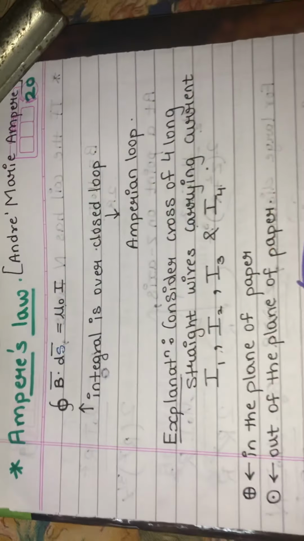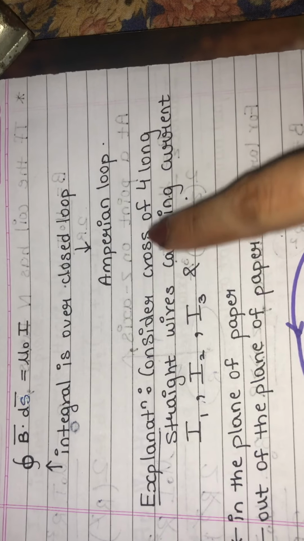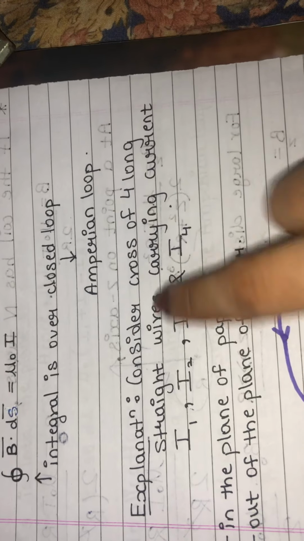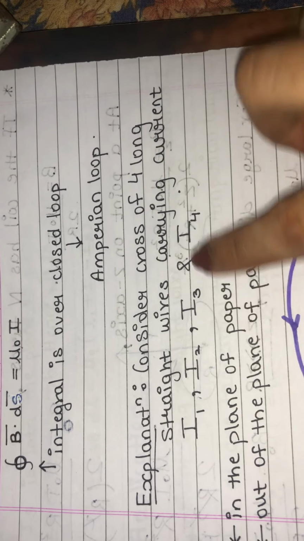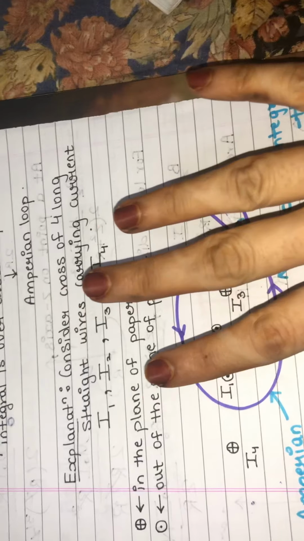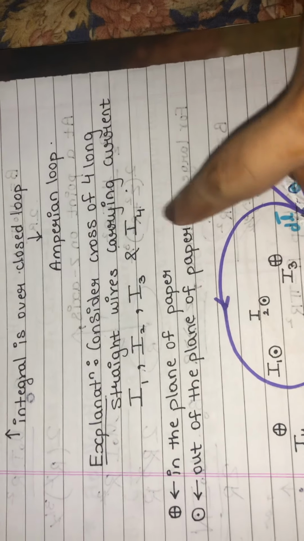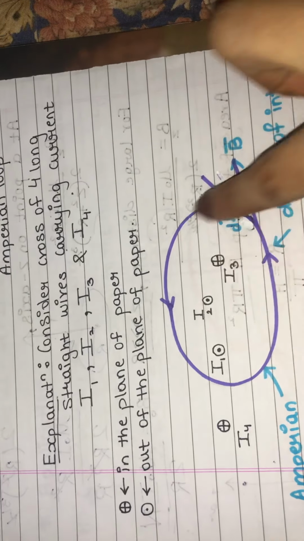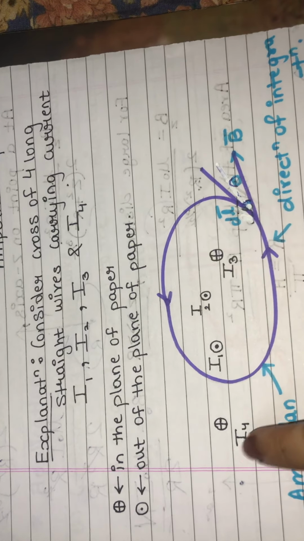Now let's see a short explanation on Ampere's law. This is the law. Now we'll consider the cross section of four long straight wires carrying currents I1, I2, I3, I4. We have considered four wires. These I1, I2, I3, I4 are in the surrounding. There is nothing else in the area, just the currents I1, I2, I3 and I4.